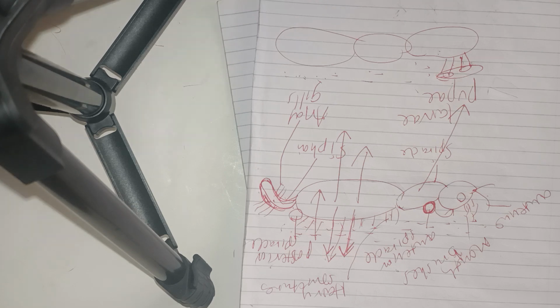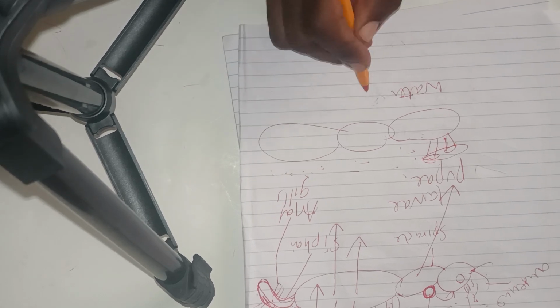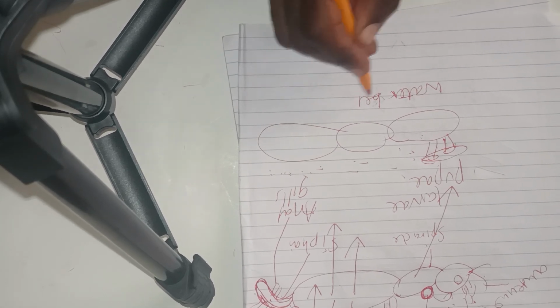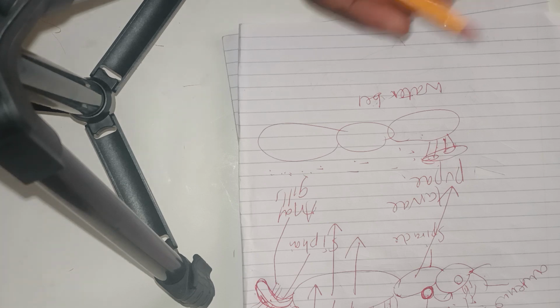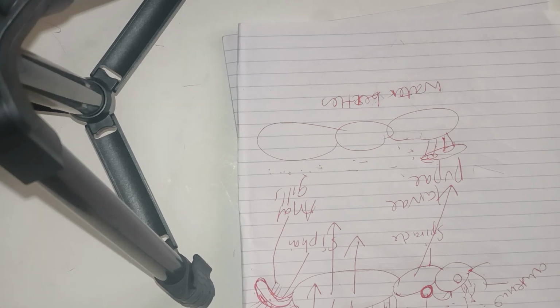Now, remember, in some organisms like the water beetles, you'll realize that they have their breathing taking place in a somewhat different manner. How? What happens is this. The organism has what we call hairy structures on its body surface.